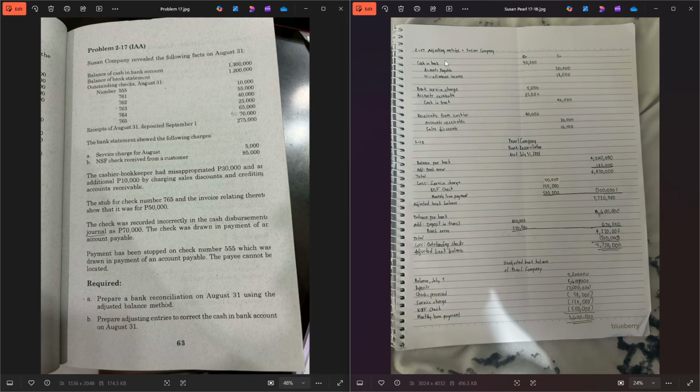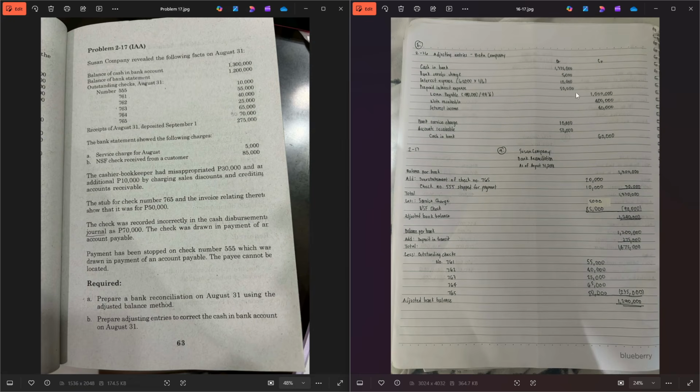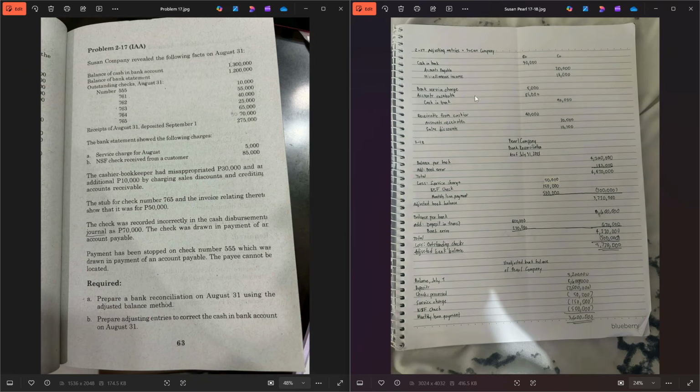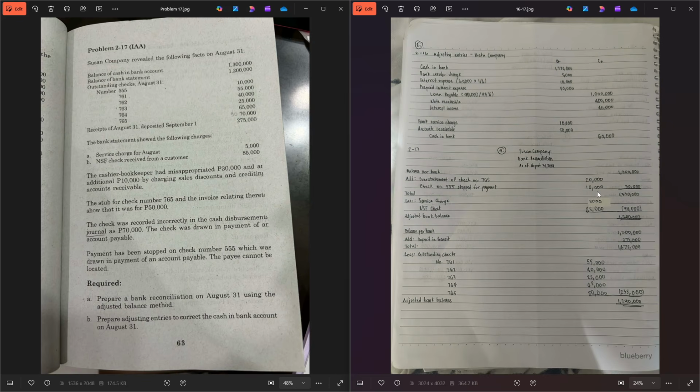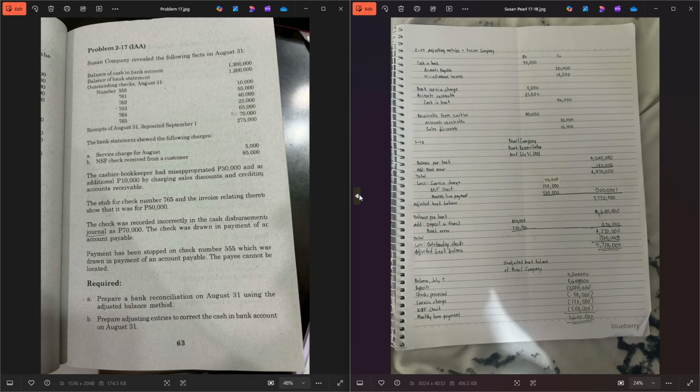So for the adjusting entries, here, cash in bank of 30,000, accounts payable of 20,000, miscellaneous income of 10,000. So where did that come from? It came from the bank reconciliation earlier, where there was an overstatement. This was the overstatement, and when check number 555 was stopped for payment because the payee cannot be located, then you had a miscellaneous income of 10,000. So miscellaneous income kasi it's a bizarre way of gaining income, so it falls under miscellaneous.